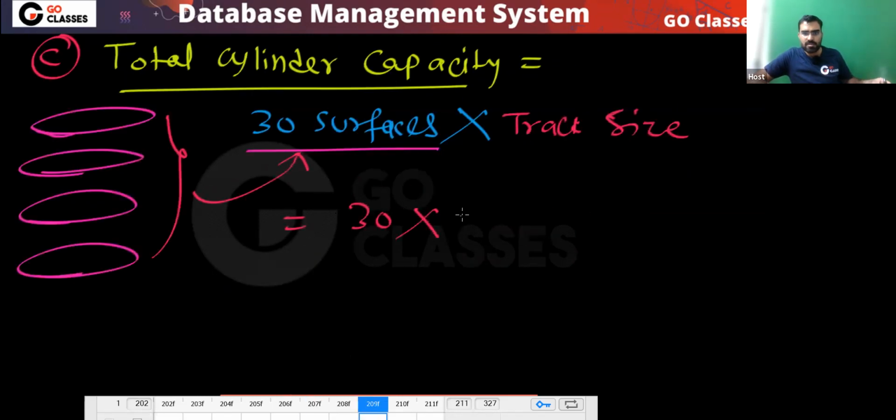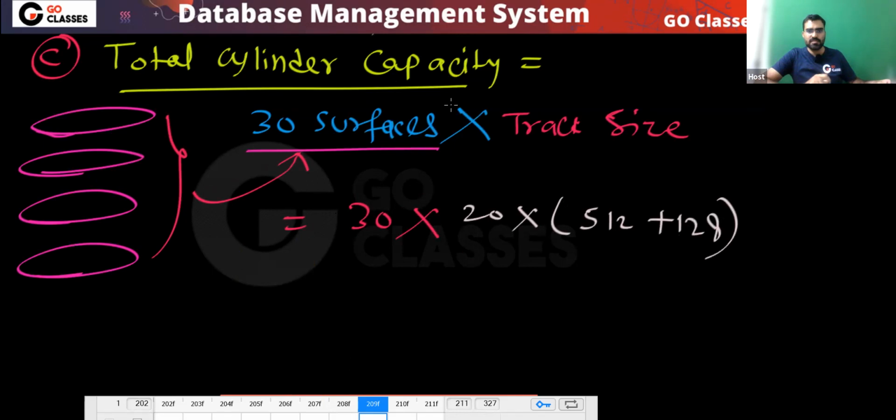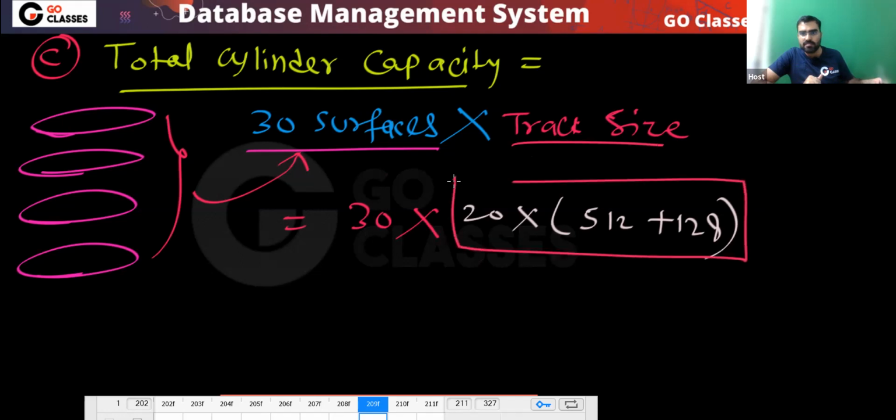That is 20 multiplied by (512 plus 128). This will be your answer. Is this clear? So this is the answer for this question, the total cylinder capacity. This is the total track size.